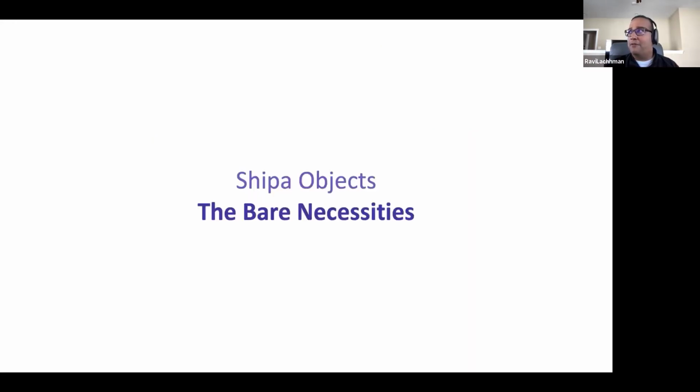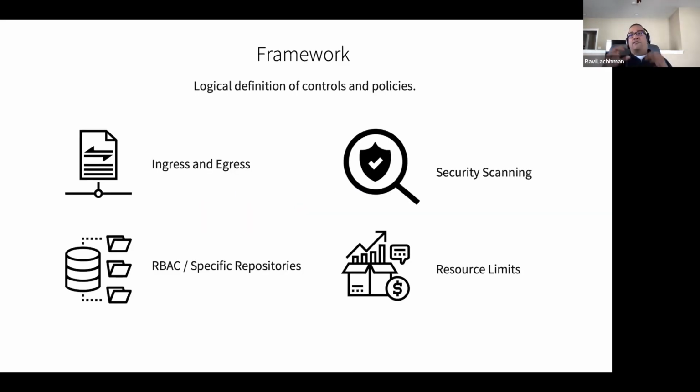And so I'm going to be talking really quickly about where Terraform kind of steps in. Shipa has a few required objects and concepts to be created. And so Terraform will actually be starting all that for you. And so the bare necessities, as I call it, as an ode to the Jungle Book. So let's look at the first concept in Shipa.